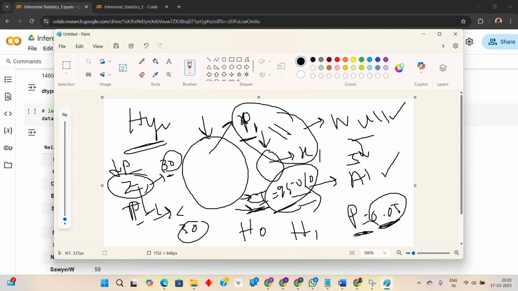So if you are getting either a z value or t value, if it is less than 0.05, then you are going to reject the null hypothesis and accept the alternate hypothesis. If your value is greater than or equal to 0.05, then we can say the null hypothesis holds. So simple.